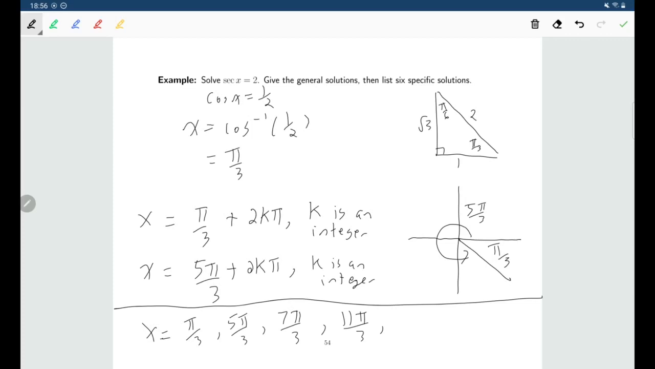If k were 2, you would have pi over 3 plus 4 pi, which is 13 pi over 3, and you would have 5 pi over 3 plus 4 pi, which would be 17 pi over 3. And I could keep going as far as I wanted. In fact, I could also use negative values for k, like -1, -2. So these are 6 specific solutions, the 6 that I came up with. Of course, there are lots of different answers here because this equation has infinitely many solutions, and those are the general solutions that we've given up front.